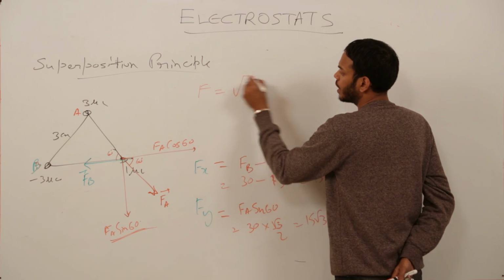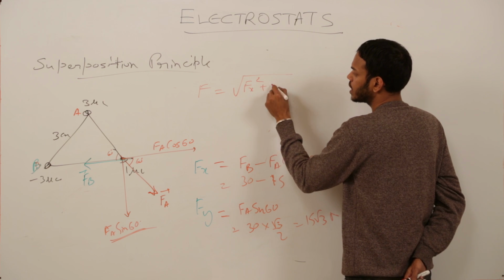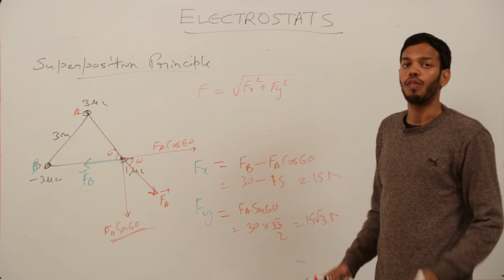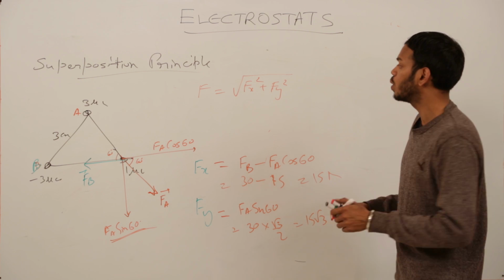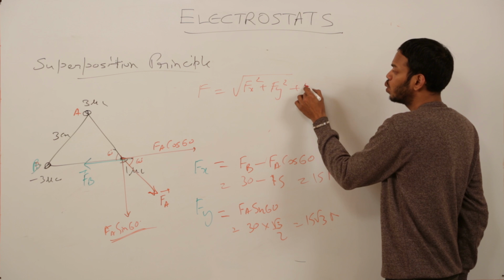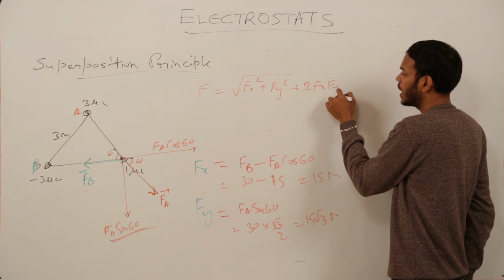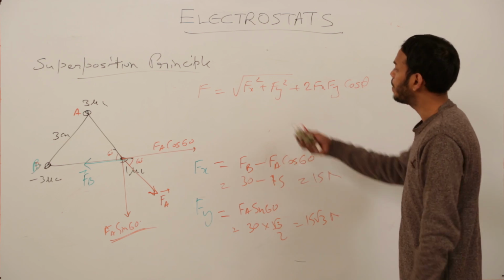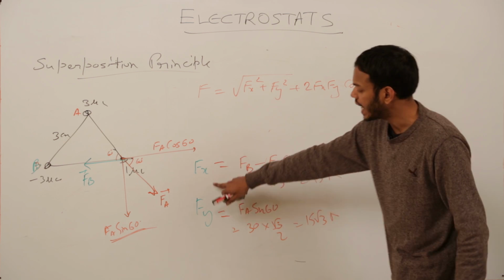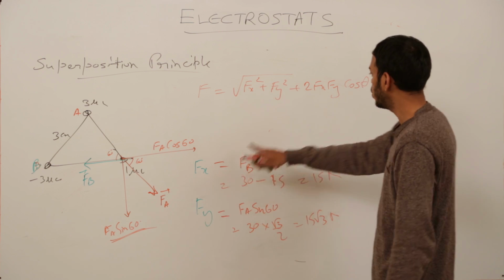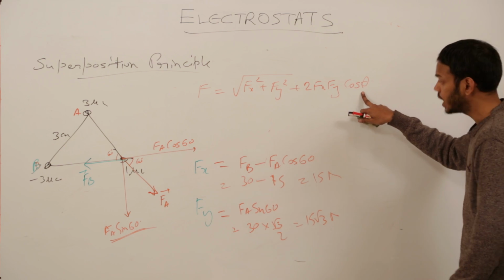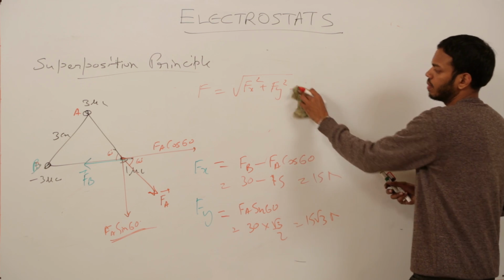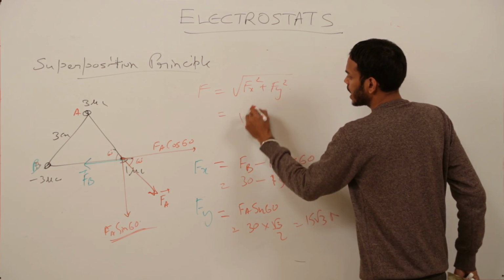The net answer would be under root Fx square plus Fy square. Where is this formula coming from? Why am I not using the formula under root Fx square plus Fy square plus 2 Fx Fy cos theta? Because I am using that same formula, but in the case of x and y, they are perpendicular to each other. So theta becomes 90, cos 90 is 0, and the whole term vanishes. That is why it is under root Fx square plus Fy square.